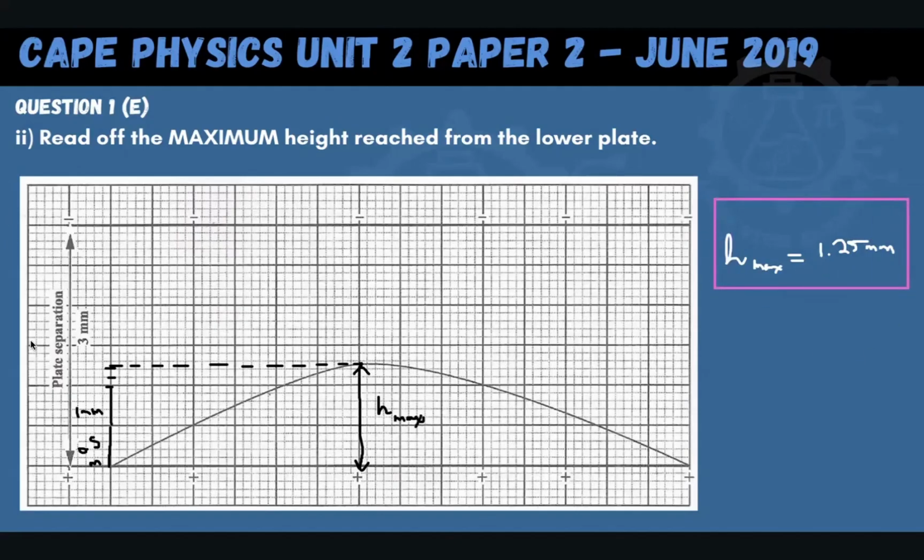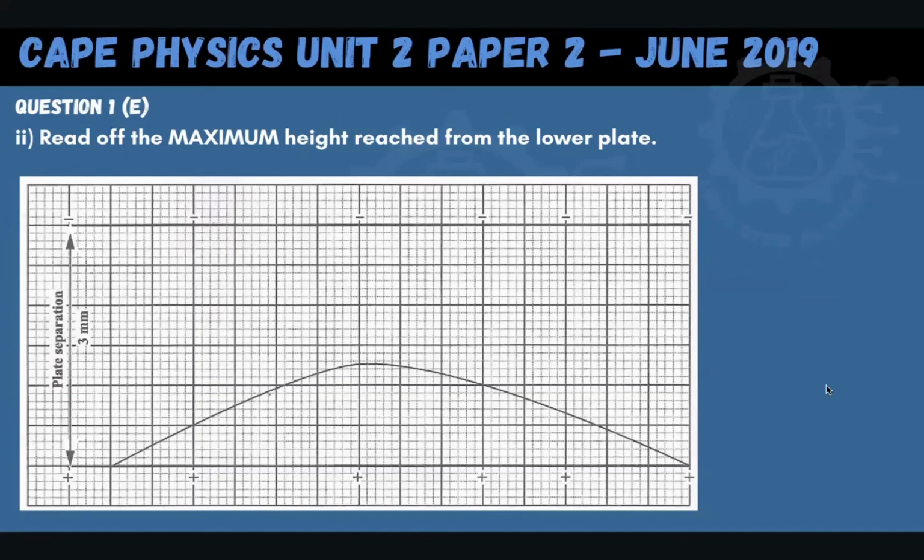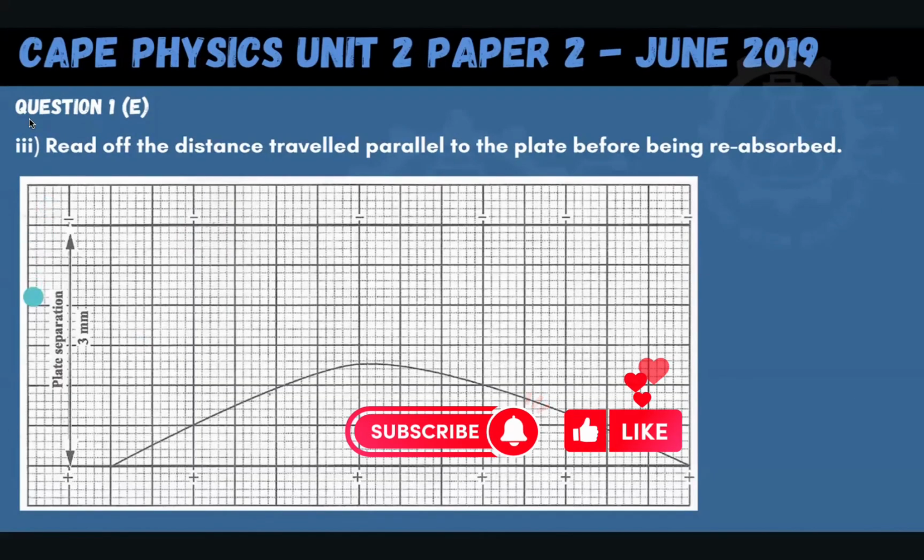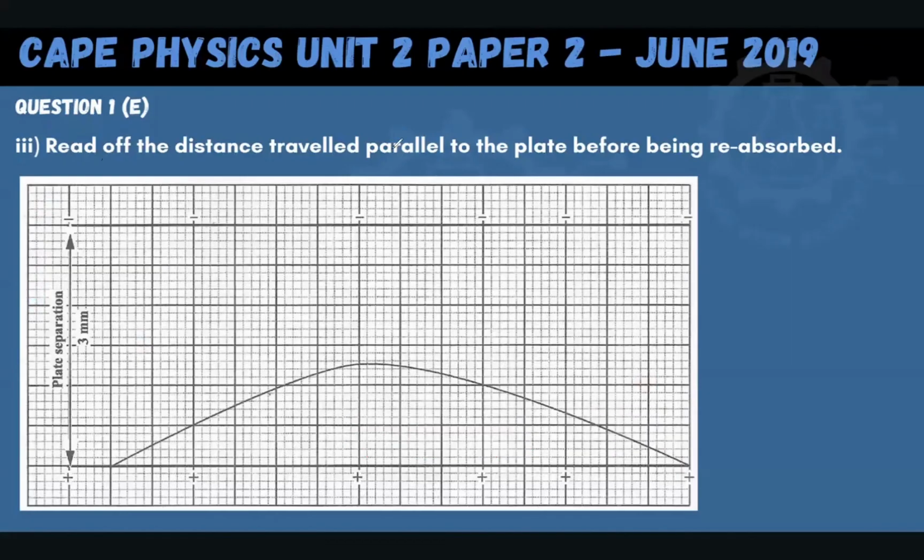Okay, so moving right along now to part 3. Part 3 says, read off the distance traveled parallel to the plate before being reabsorbed. So it leaves the plate down here. Let's mark this as our initial distance. So it's leaving down here. Let's call that 0. It's moving from here, it reaches a peak up here, then it starts coming back down. So just before it gets back down to the plate, we are going to read off that distance. So we're reading from 0 to out here.